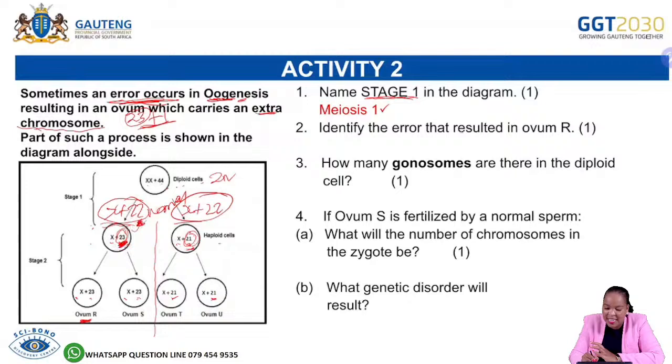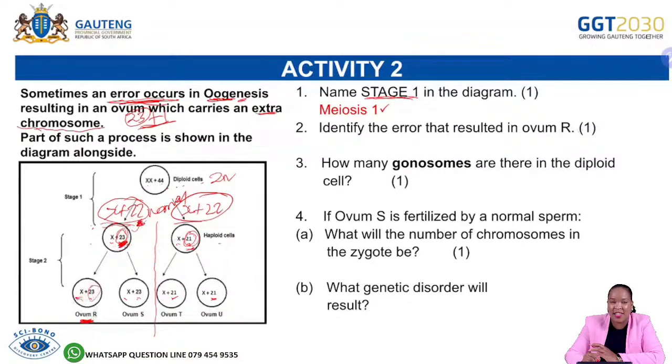Now, identify the error that resulted in ovum R. So this ovum right here, there's an error there because a normal ovum should be X plus 22. So your 22 will be your autosomes, your normal body chromosomes, and then your X will be your sex chromosome.